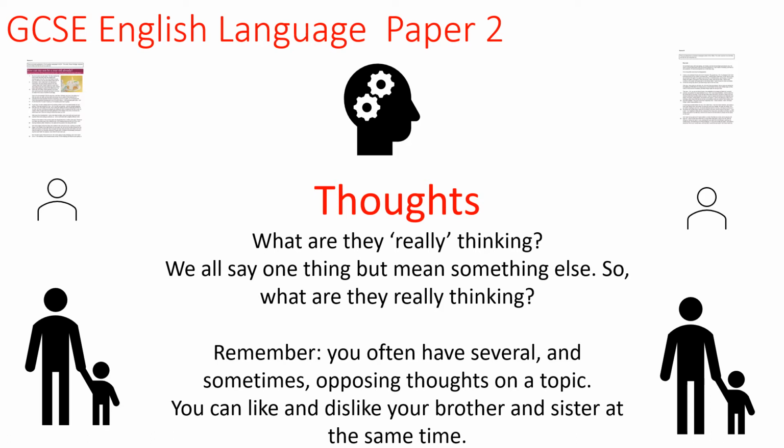Okay? And remember also that when we're thinking things, we often have opposing thoughts on a topic. And I'll give you the example here, that you may like and dislike your brother or sister at the same time. They can drive you mad, but you can still love them. And so we have those conflicting ideas. And thinking about when reading a text that it's not all one thing or another. We're not either happy, happy, happy. We can sometimes be happy and sad at the same time.